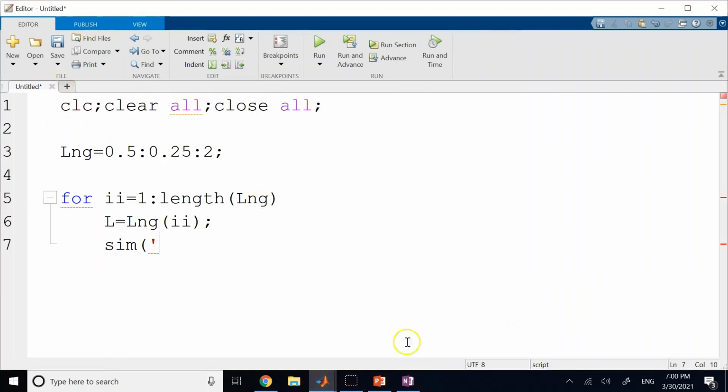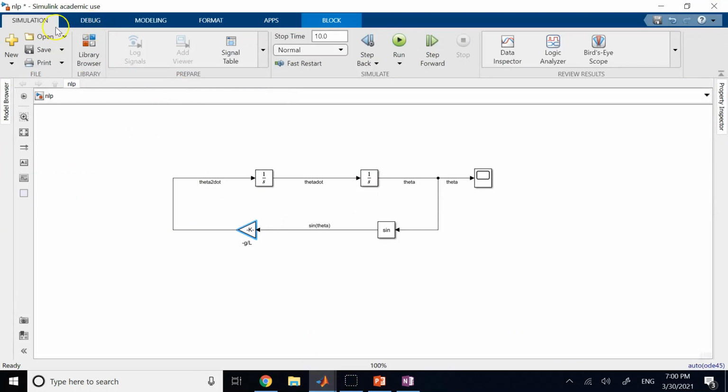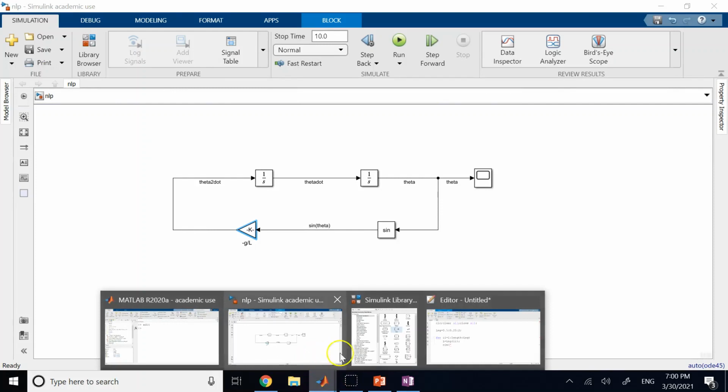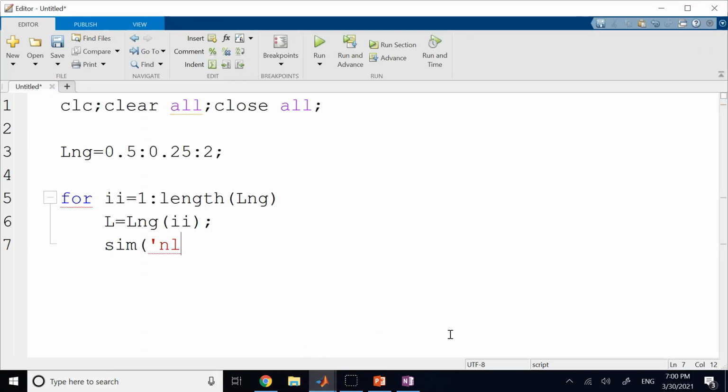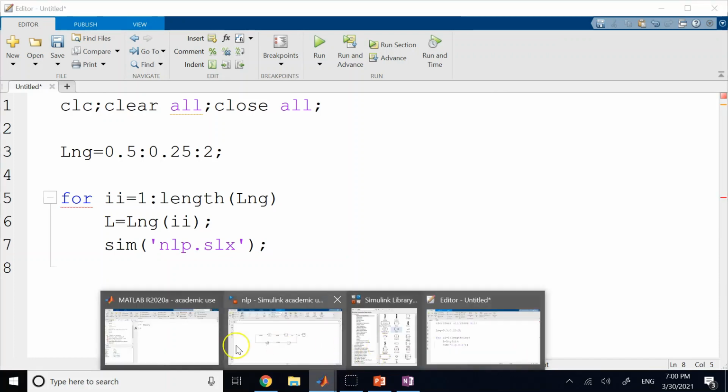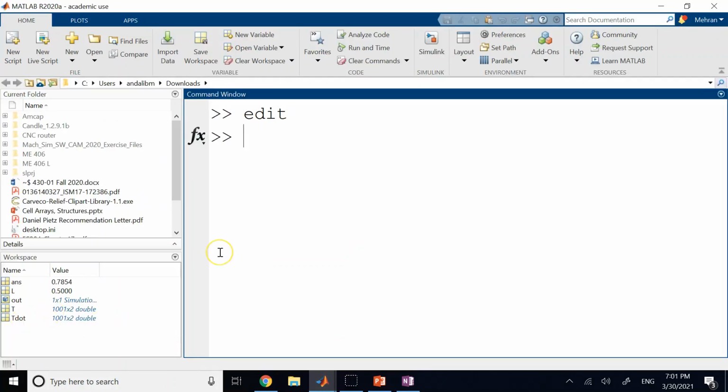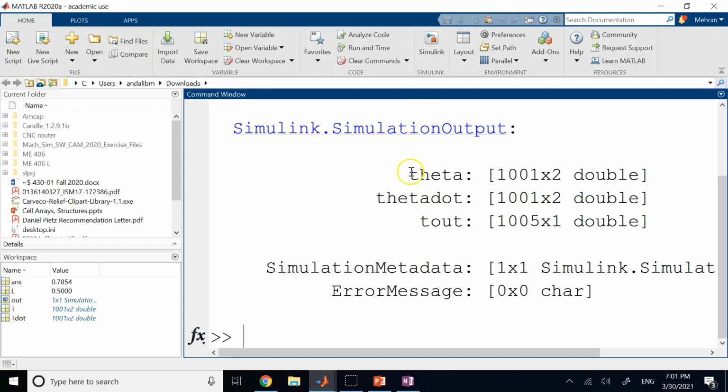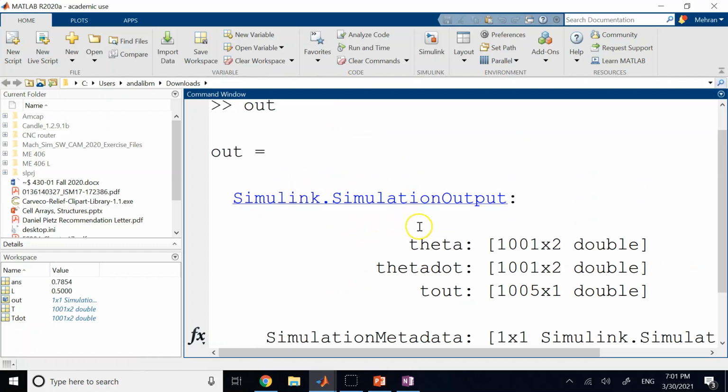That's all it is. So that guy was called what? nlp.slx, right? So I go here and say nlp.slx, and that's it. This is like clicking on the run. And when it does, it sends the data to the workspace. So I should get this structure out, and then I should be able to access the field in it called theta.